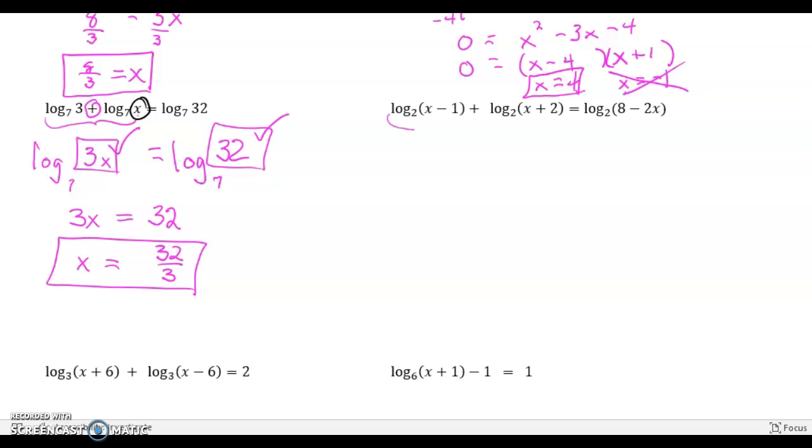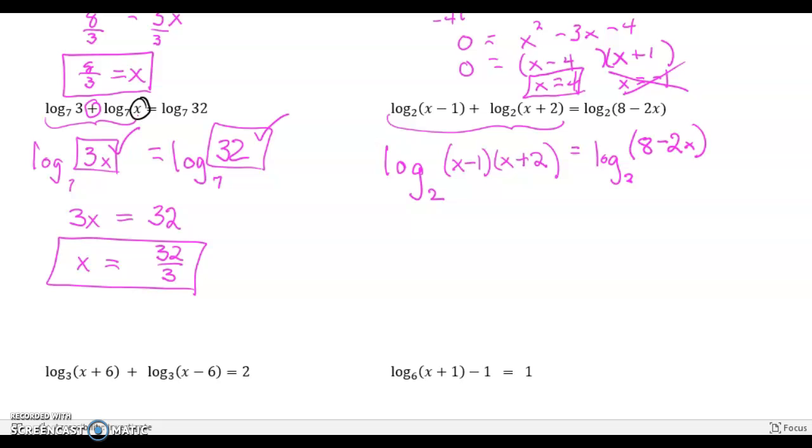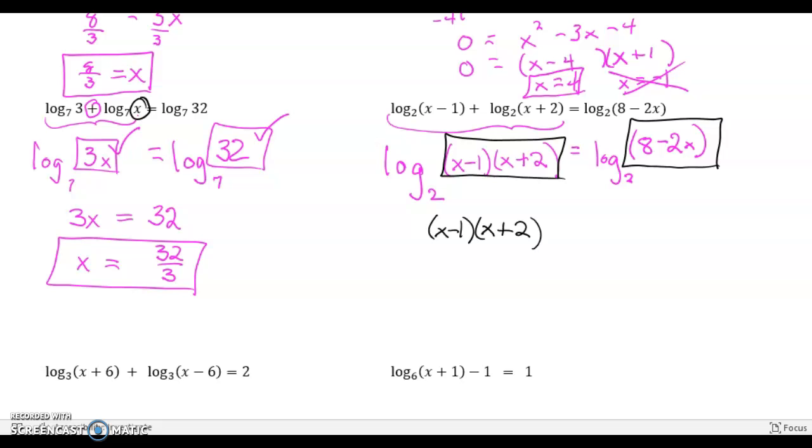Again, we're going to condense these two into one logarithm instead of two. So we have log base 2 of x minus 1 times x plus 2 equals log base 2 of 8 minus 2x. Because of the one-to-one property, x minus 1 times x plus 2 has to be equal to 8 minus 2x. So I'm going to write that down. x minus 1 times x plus 2 has to equal 8 minus 2x.